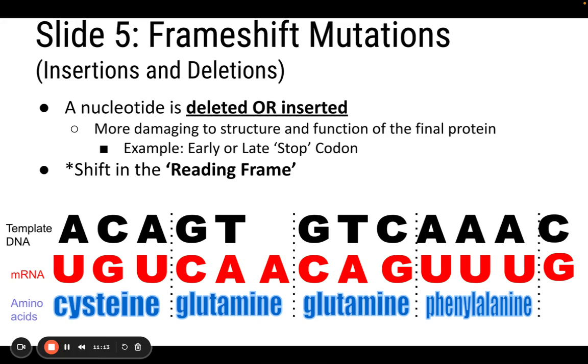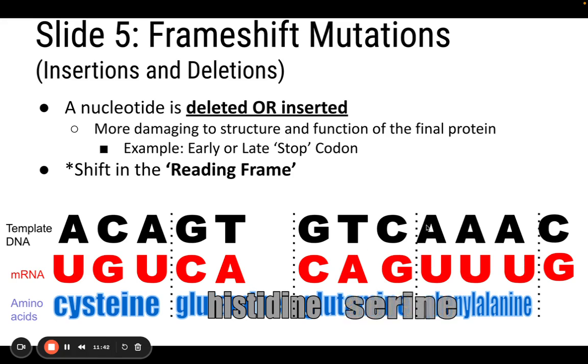Now, let's say this base in my template DNA strand is deleted. What happens? Well, that is going to affect my messenger RNA because that nucleotide will never be added. So it is going to shift all of these nucleotides in these codons to the left. Now my codon is going to include GTG, which codes for histidine. And my new codon here is TCA, which codes for serine. And then we'll lead to the next codon, AAC, which codes for leucine. So you can see many more of my amino acids are affected by a frameshift mutation than by a single substitution mutation.